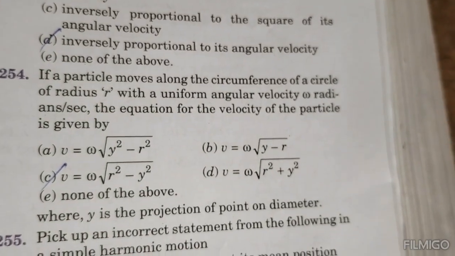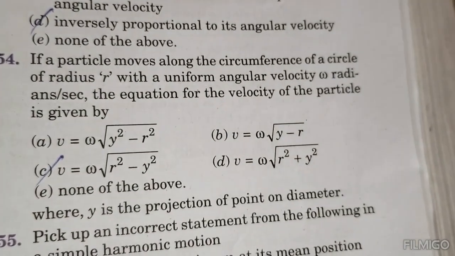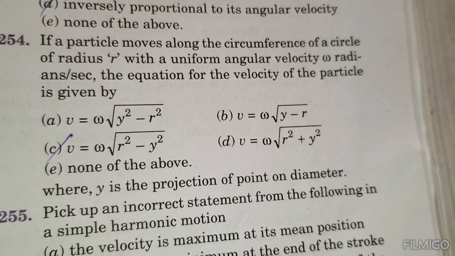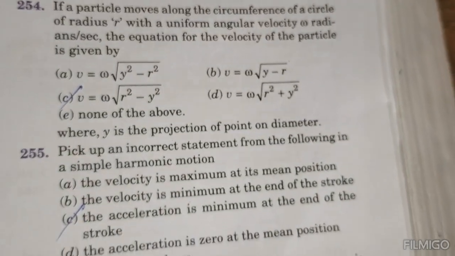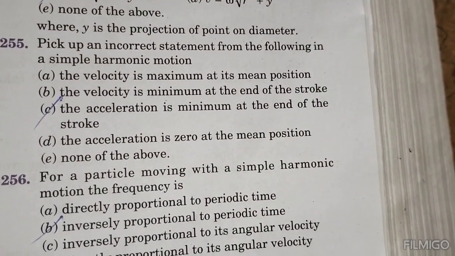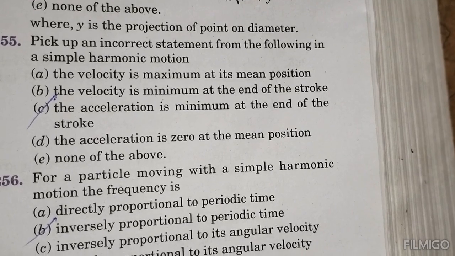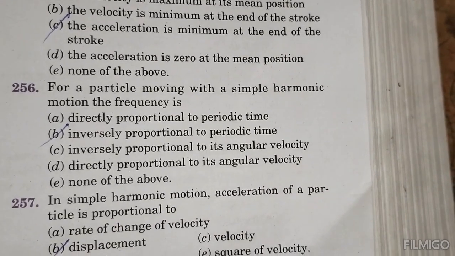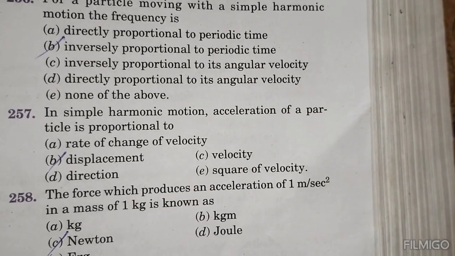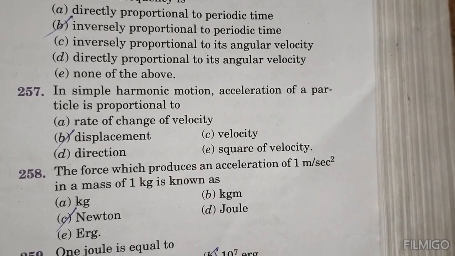A particle moves along the circumference of a circle of radius r with uniform angular velocity w. The equation for the velocity of the particle is given by v equal to w root of r square minus y square. Pick up the incorrect statement from the following for simple harmonic motion. The acceleration is minimum at the end of the stroke. For a particle moving with simple harmonic motion, the frequency is inversely proportional to the periodic time. In simple harmonic motion, the acceleration of the particle is proportional to displacement.